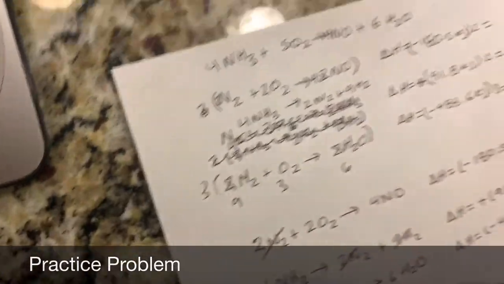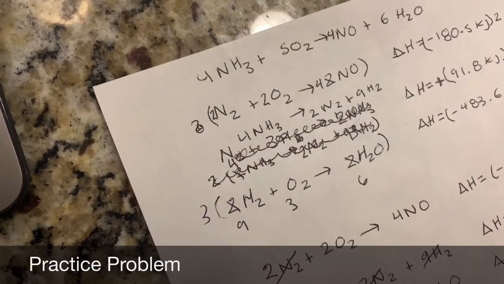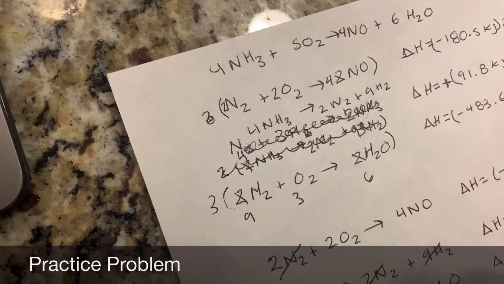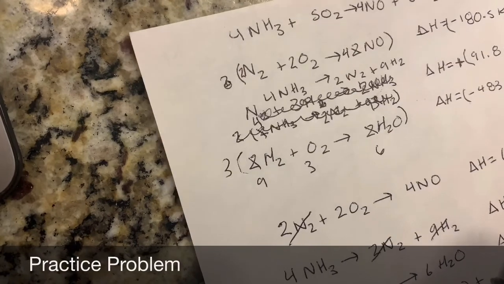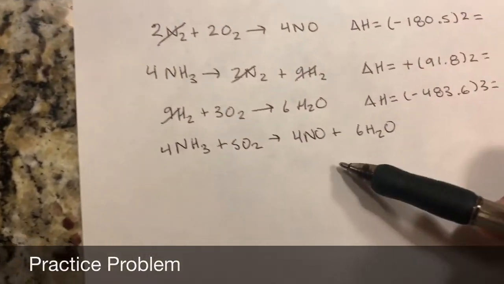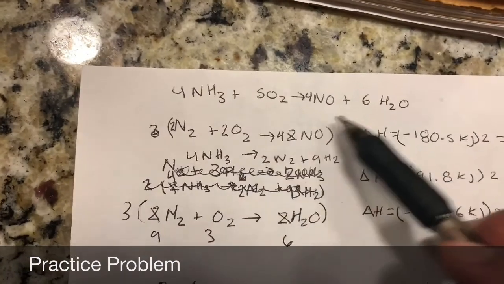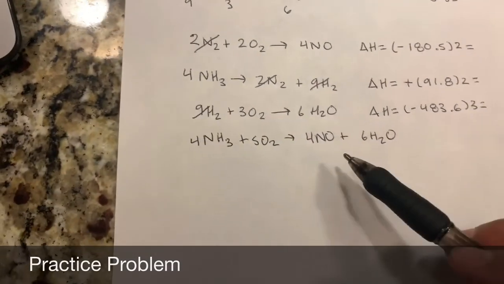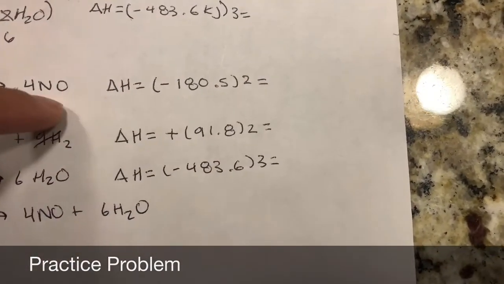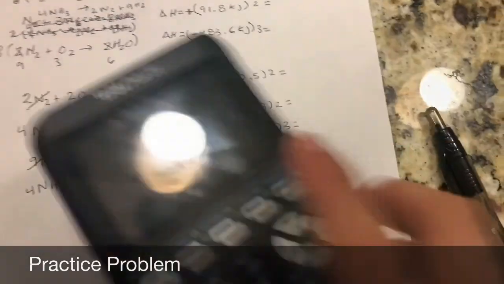So our final reaction is going to be 4NO plus 6H2O. So this is what we're left with as our final equation, which is exactly what we need in order to get what we want. So now, in order to find our delta H, because that's what the problem's asking us about, we're just gonna have to do the math and add them all up.